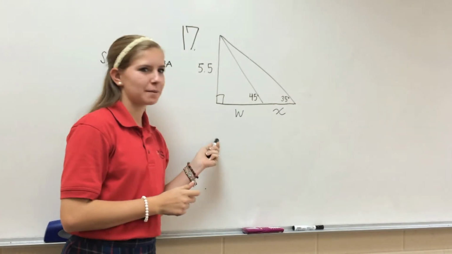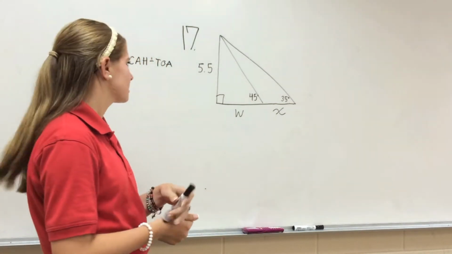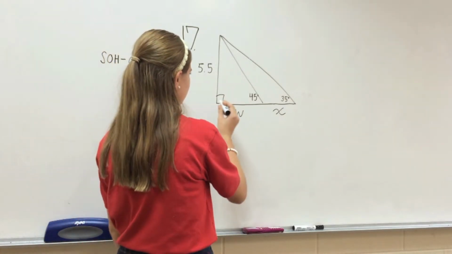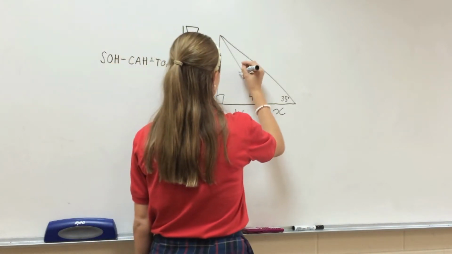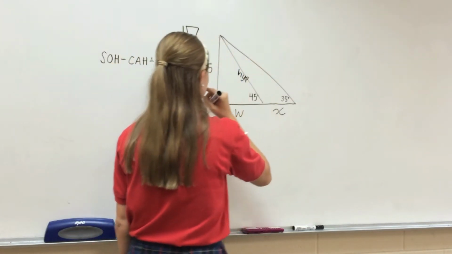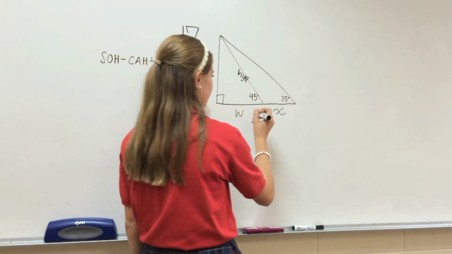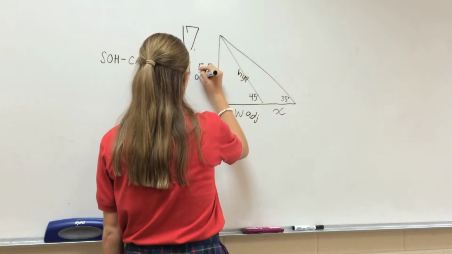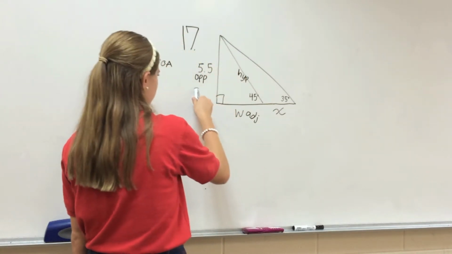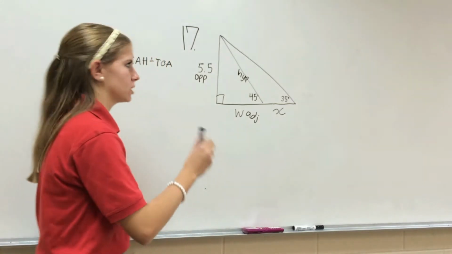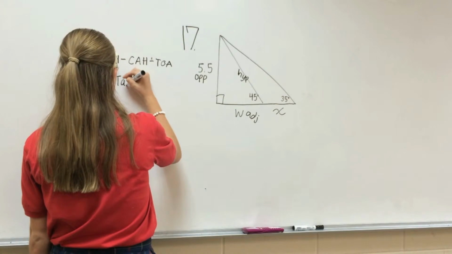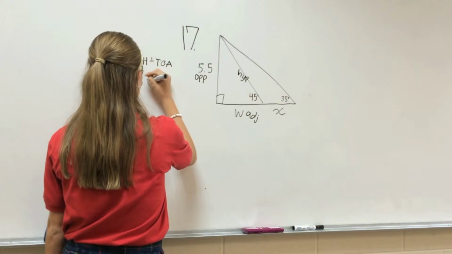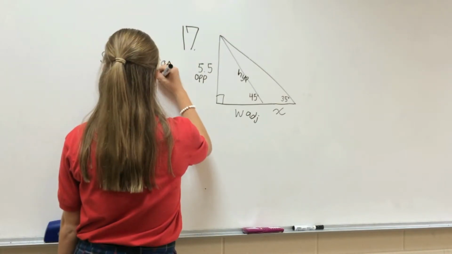And this is a 2-step problem. So I'll do the first step, Michelle will do the second step. So first, you'll label the first triangle. And since that's opposite the right angle, it's the hypotenuse. And this is the adjacent. And 5.5 is the opposite. Since we are given the opposite and we are trying to find the adjacent, we'll use tangent. So we'll do tangent of the angle given, which is 45, and then we'll do 5.5 over W.